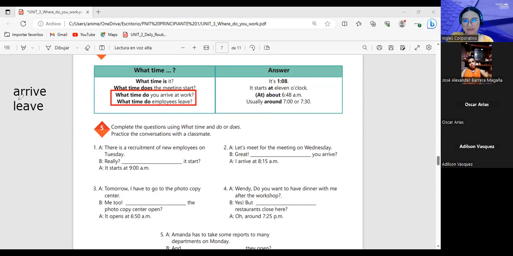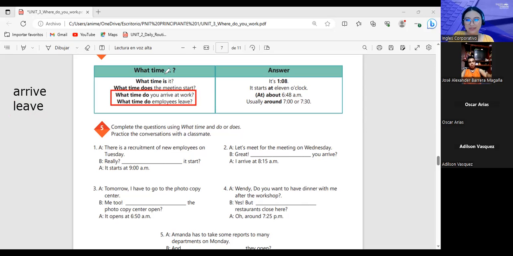And what is the meaning of arrive, class? What is this in Spanish? Do you know? Arrive. Llegar, muy bien, llegar. So what is the opposite of arrive? Leave. What is the meaning of leave in Spanish? Dejar. Okay, dejar o en el contexto de nuestro trabajo, retirarnos, irnos de nuestro trabajo, ¿sí? Llegar a nuestro trabajo. Leave, irnos. Por eso estas dos van enfocadas a su trabajo.